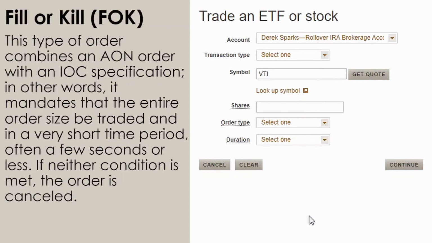The other one that you'll find is fill or kill, FOK. This type of order combines an all or none order with an immediate or cancel specification. In other words, it mandates that the entire order size be traded in a very short time period, often again just a very few seconds. If neither condition is met, the order is canceled.